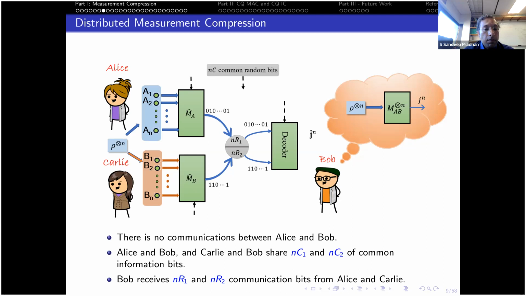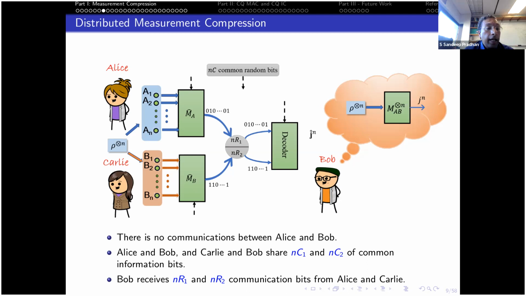They look at their corresponding constituent components, and they would like to do measurements. Measurements on an entangled state is a well-studied problem. They would like to compress their measurement outputs at rates R1 and R2 to be sent to Bob. And they share common randomness, Alice with Bob and Carly with Bob, at rates C1 and C2. And from Bob's perspective, we want the whole system to look like a product measurement. When we are doing multiple copies of the measurement, it's very expensive. We want to reduce the number of measurements, and we want to reduce the rate of transmission.